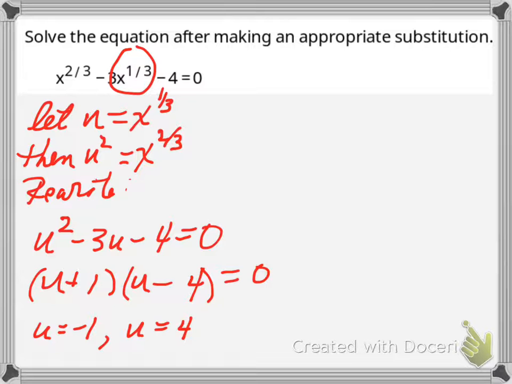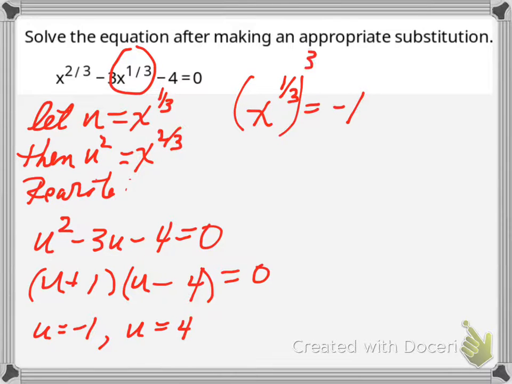Now remember, we're not solving for u, we're solving for x. So we've got to go back and replace the u with the x expression. So instead of using u, we're going to replace that u with x to the 1/3, and that's going to equal -1. Well, if I'm solving for x, and I'm taking the third root of x, I'm going to do the inverse of that, which is cubing both sides.